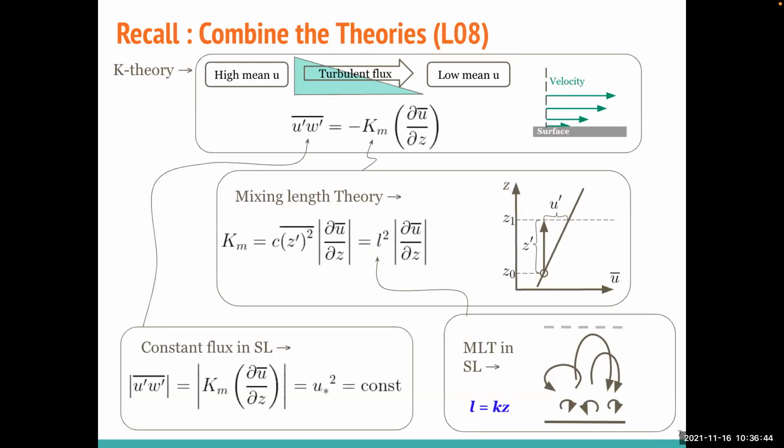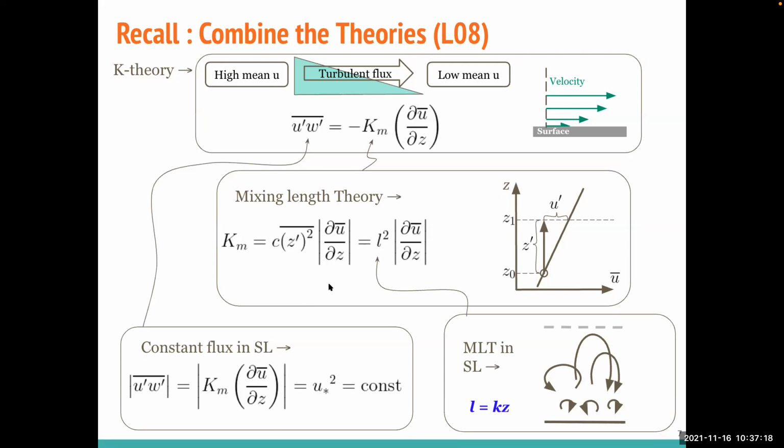Okay, so this is like a summary for what we have learned last time. We have learned about the K theory, right? The K theory is relating the large scale stuff, the shear, and the small scale stuff, the flux, the momentum flux. So it's relating the two of them, and it's a down gradient theory. So things are moving from the high gradient to the low gradient. So that's why I have a negative here, right?